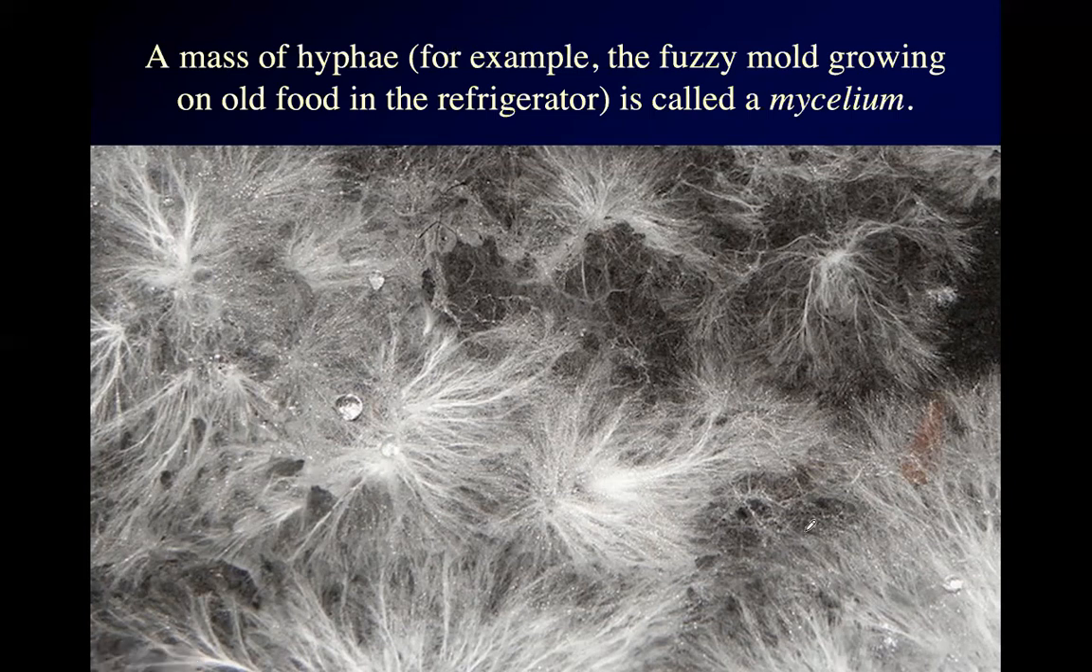make these cottony growths on spoiled food, and a mass of hyphae we call a mycelium. So what you're looking at is a big mycelium. This is the way that most fungi grow.